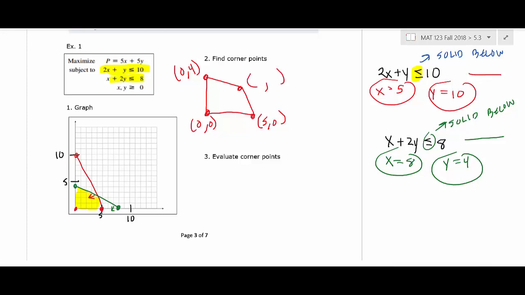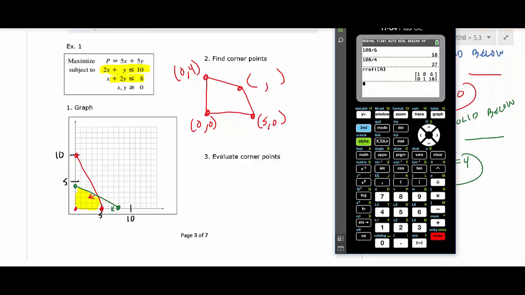I'll just put this in the calculator. If you want to do that, you can. I want to put the system in my calculator like we've been doing. So I'm going to edit a 2x3 matrix. What I'm doing is the two equations I have highlighted in yellow there. The first row is 2, 1, 10. You don't want to always go by looks. The second equation is 1, 2, 8. Then you want to put that in reduced row echelon form.